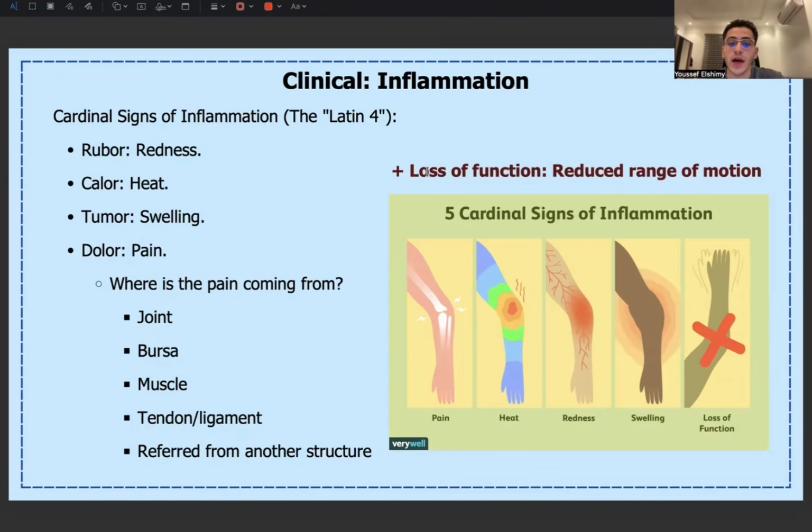Then I want to add the fifth cardinal sign of inflammation, which is the loss of function. And you know that the function of joints is movement. So whenever there is loss of function, there would be reduced range of motion. Whenever a person comes with a joint problem or signs of inflammation of the joint, you have to assess whether there is pain or not, heat or not, redness or not, swelling, and loss of function by reduced range of motion or not.